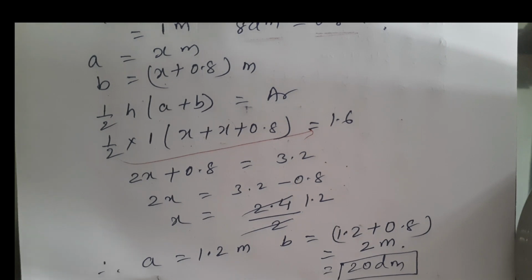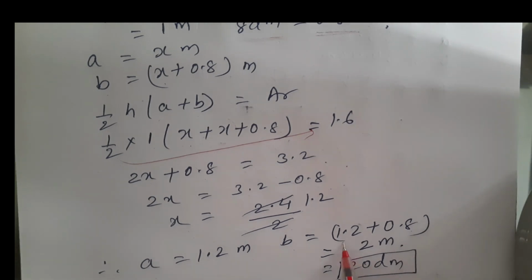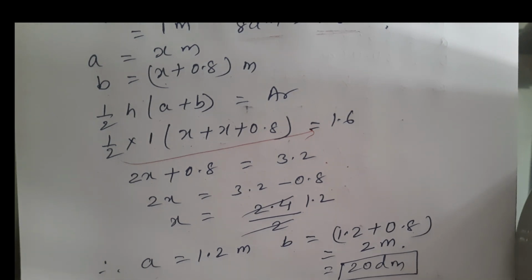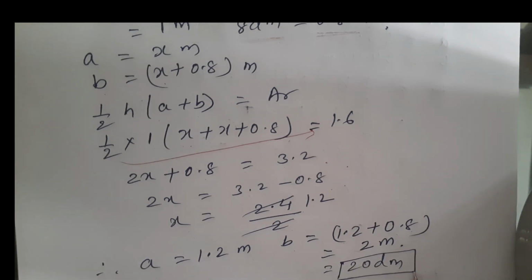Thus one of the parallel sides, which is a, is 1.2 meter, whereas the next parallel side is 0.8 greater. So we add 0.8 to 1.2. Thus the final answer is 2 meter. As the question was given in decimeter, I converted this 2 meter into decimeter. To convert it into decimeter, we need to multiply by 10. So the final answer, the other parallel side, is 20 decimeter.